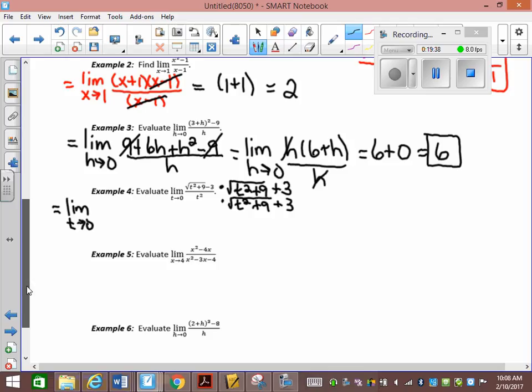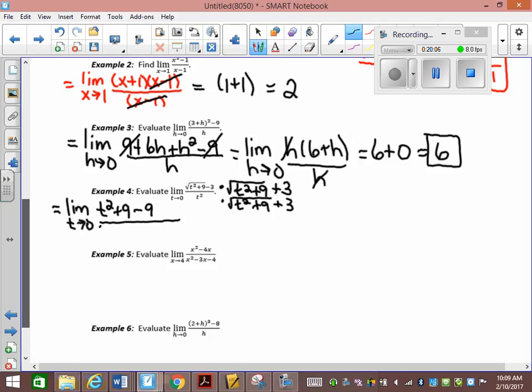Square root of t squared plus 9 times the square root of t squared plus 9 is just t squared plus 9. Then because they're conjugates, your middle term should cancel. So negative 3 times the square root of t squared plus 9 is negative 3 square root t squared plus 9. 3 times square root t squared plus 9 is 3 square root t squared plus 9. They cancel. One's a negative 3 of it, and one's a positive 3, which they should cancel. That's the point of doing the conjugate. And then negative 3 times 3 is negative 9.